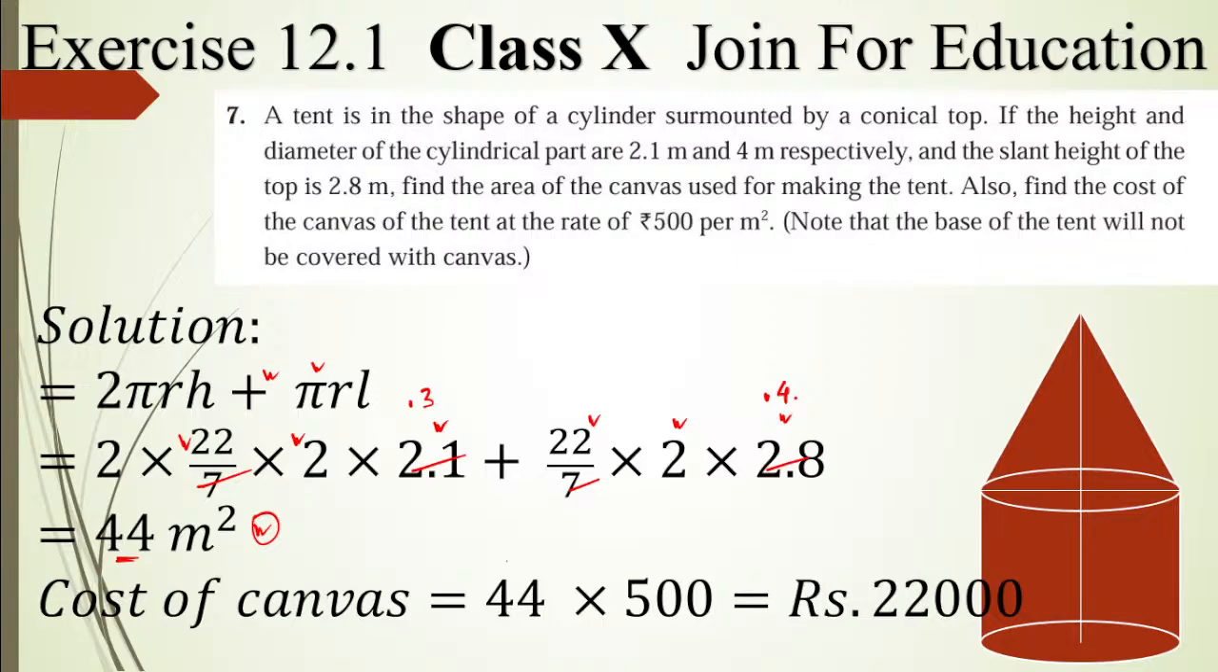Cost of the canvas equals area of the canvas into rate of canvas per meter square, which is rupees 500. Therefore, cost of the canvas of the tent at the rate of rupees 500 per meter square is rupees 22,000. So these two are the answers. This is the answer of the first part, and this is the answer of the second part. Is there any problem to understand the solution of question number 7?